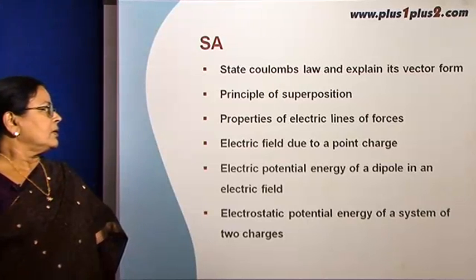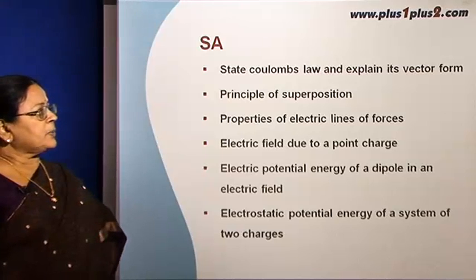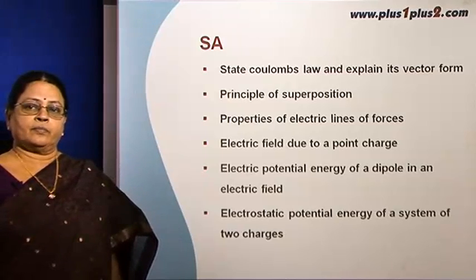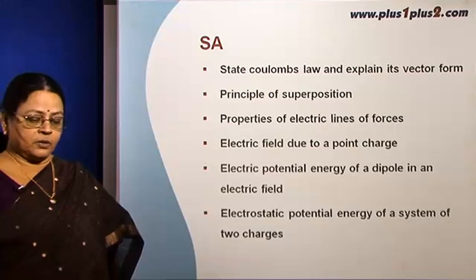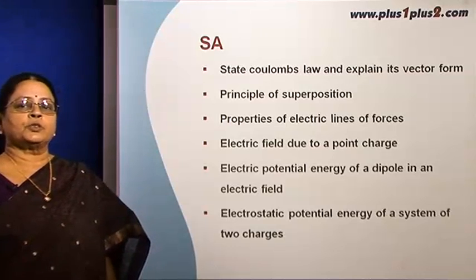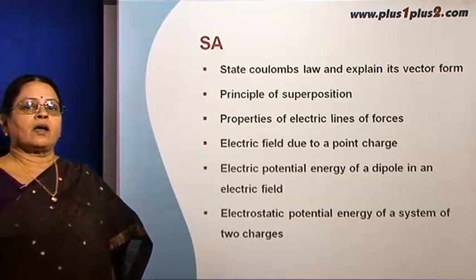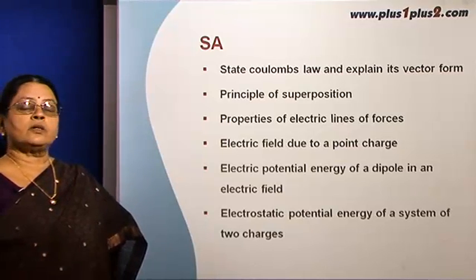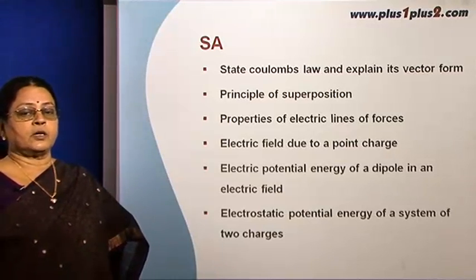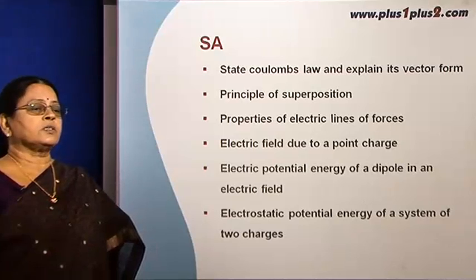Okay. Now we will discuss the short answer type. State Coulomb's law and explain its vector form. Vector form is very important, you have to indicate the direction. You have to give the force as a vector: F proportional to Q1 Q2 by r square, r unit vector, where r unit vector is the unit vector along the line joining the 2 charges. You have to mention each term: what is Q1, what is Q2, what is r magnitude, what is the r unit vector.